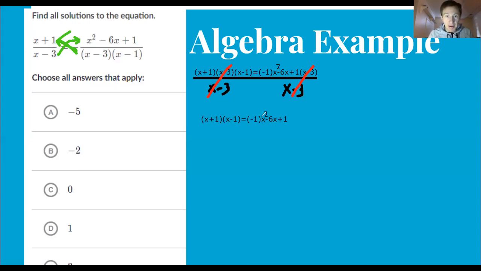Okay, and then this right here, you can double distribute or see that it's a difference of squares pattern. Either way you do it, it doesn't matter, but I am going to use the difference of squares pattern because it is more efficient. x squared, the middle terms will cancel and you'll get minus 1. And then I'm going to distribute the negative 1 to everything here. So I've got negative x squared plus 6x minus 1.